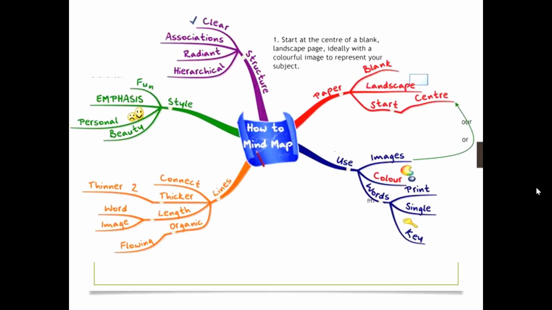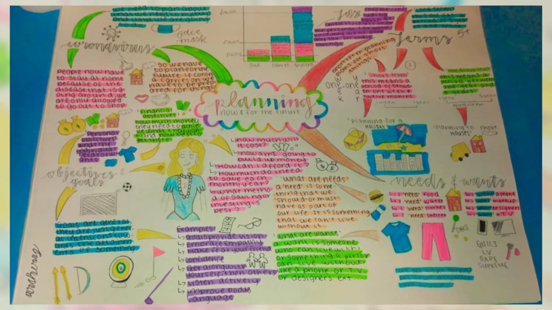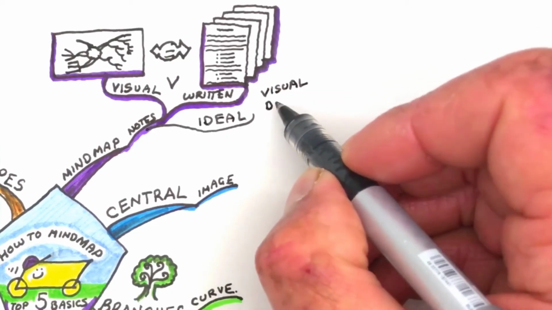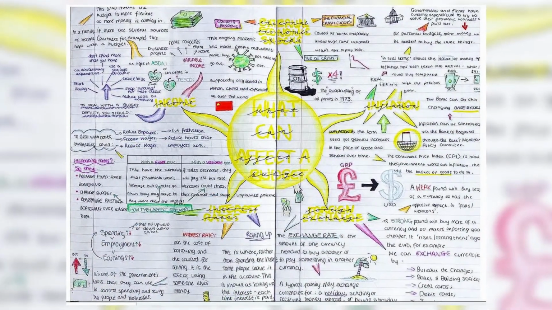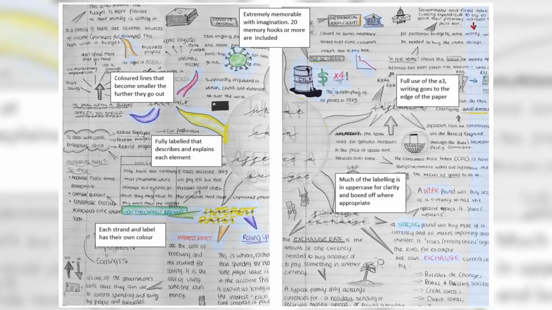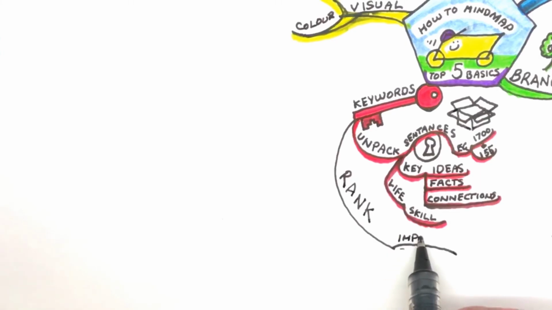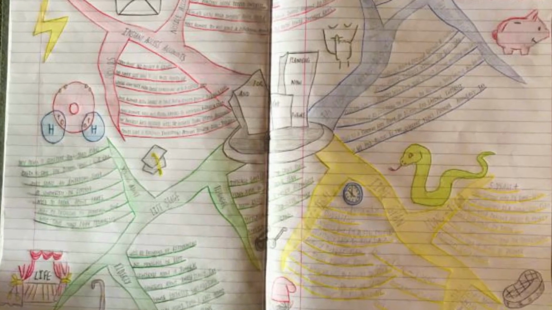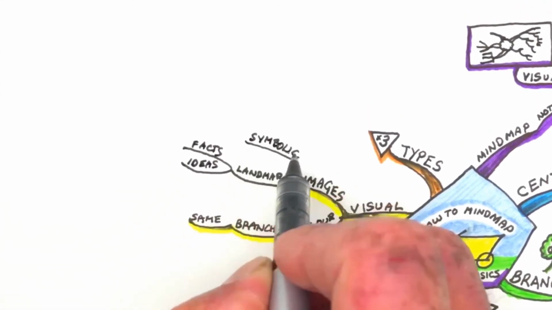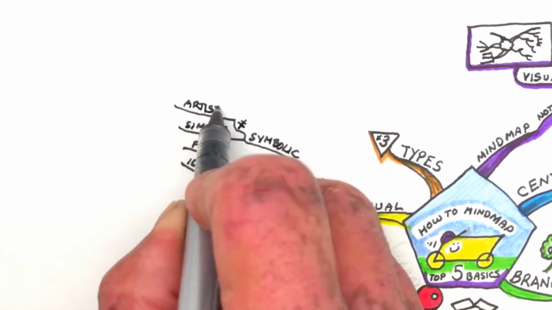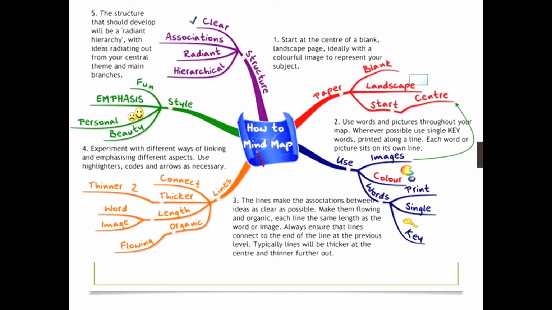Start at the center of the page, landscape, colorful image in the middle. Use words, use pictures, use those memory hooks in there, keywords printed out. Then make the lines associate between each thing, so they're thick in the middle, they get thinner as you go out, like you can see in orange. Then experiment with different ways of linking and emphasizing different aspects of it. That make that particular to yourself. And then it should be what we call a radiant hierarchy, so that the most important things are in the center and the least important things are on the edge.